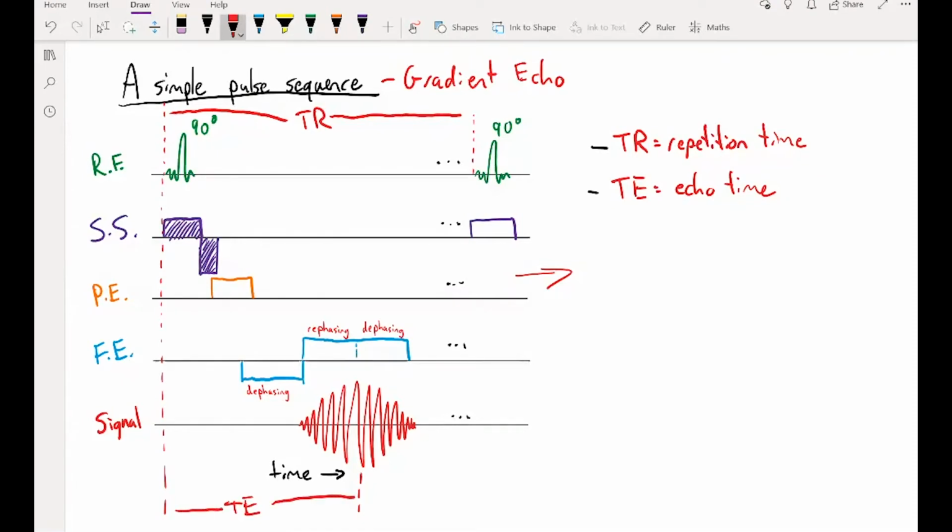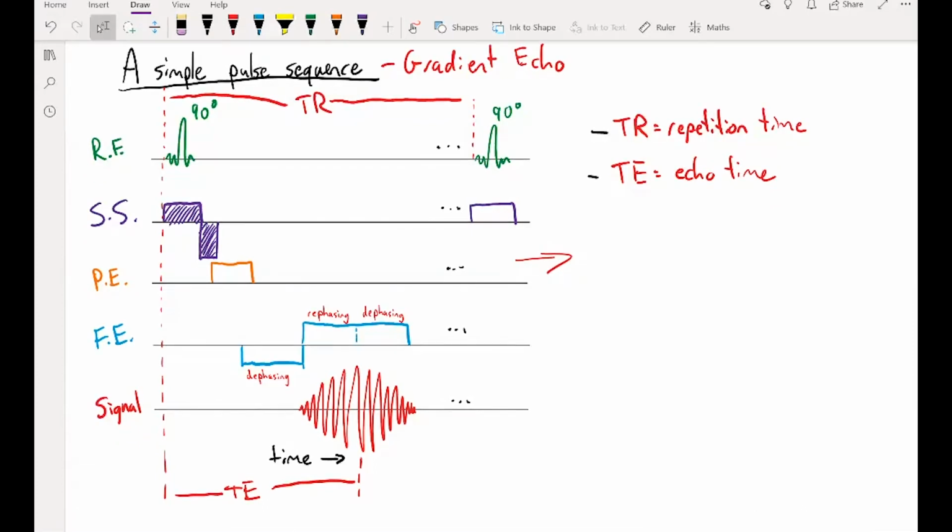This is TE. So it is shorter than TR, of course, because it's somewhere in the middle of our pulse sequence or near the end of our pulse sequence, whereas the TR is the amount of time it takes for us to actually repeat the pulse sequence. So these are two very important parameters that will come up all the time when we're talking about pulse sequences, and those are their definitions. Yeah, we'll save extra detail until the appropriate time.